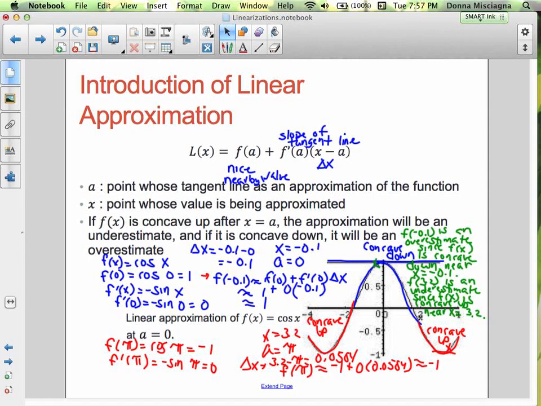And it helps if we have a graph or can calculate out a graph. So if f of x is concave up, it's going to be an underestimate. How do I remember that? You can think about it logically, or you can just think up, under, because we're using a smaller value. And if it's down, it's over.